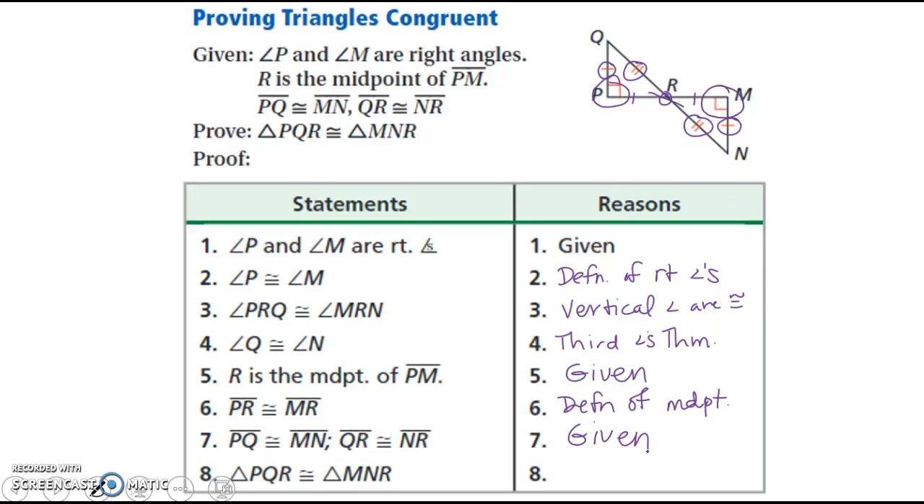So, the triangle PQR is congruent to the triangle MNR. Why? Corresponding parts of congruent triangles, CPCTC. There we go. Corresponding parts of congruent triangles are congruent. All right. Hopefully, going through this example was helpful.